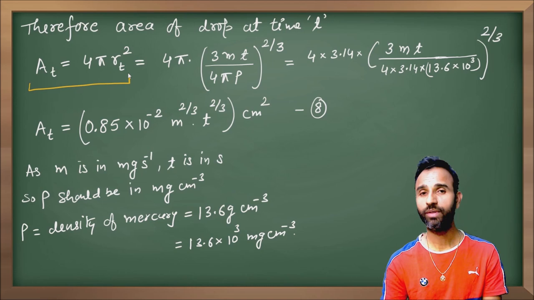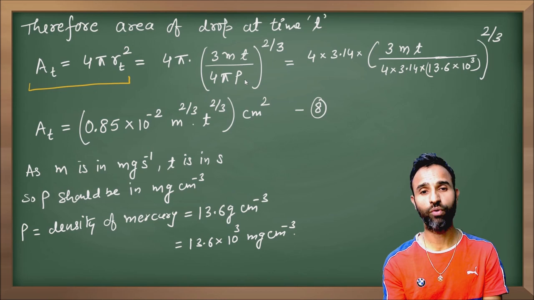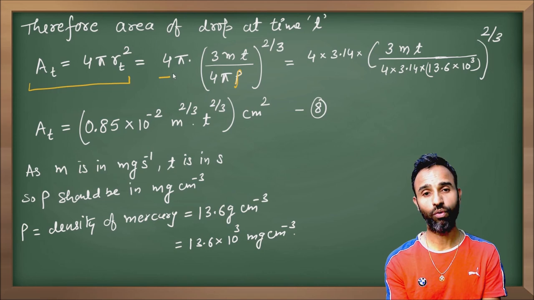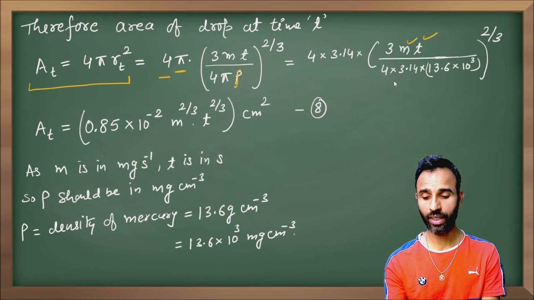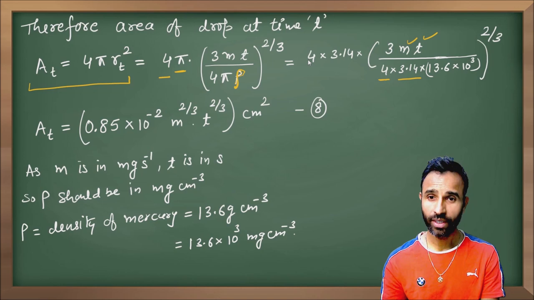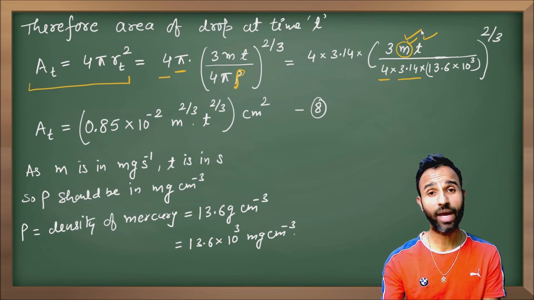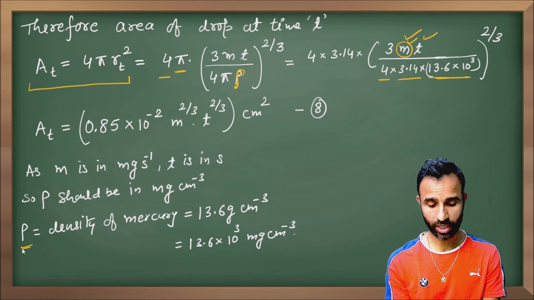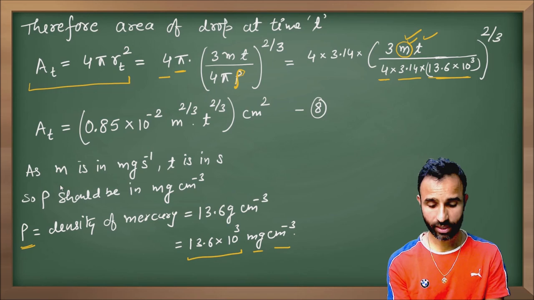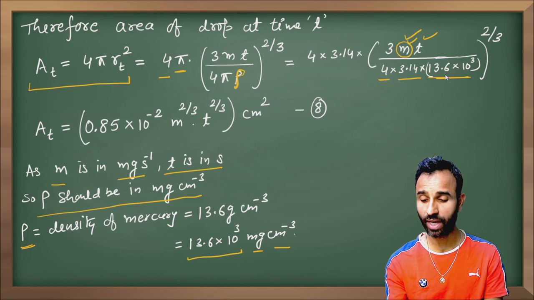So rt is replaced by (3mt / 4πρ) raised to power 2/3. Just put the values now: 4 and π is 3.14, into 3mt, 4π again 3.14, and the density of mercury is 13.6 gram per centimeter cube. Because m is in milligram per second, this should be in milligram. So the density of mercury is 13.6 into 10³ milligram per centimeter cube. As m is in milligram per second and t is in second, rho should be in milligram per centimeter cube. That's why I write 13.6 into 10³.